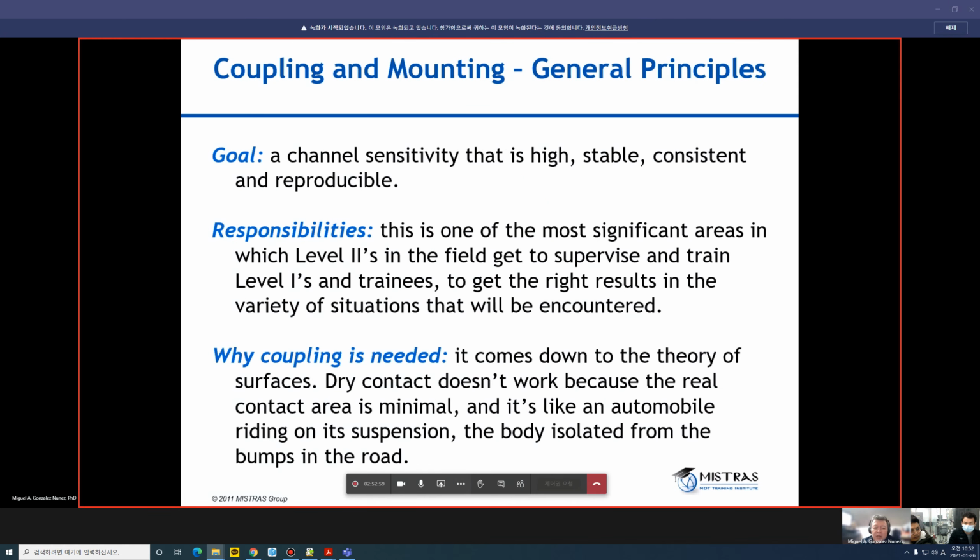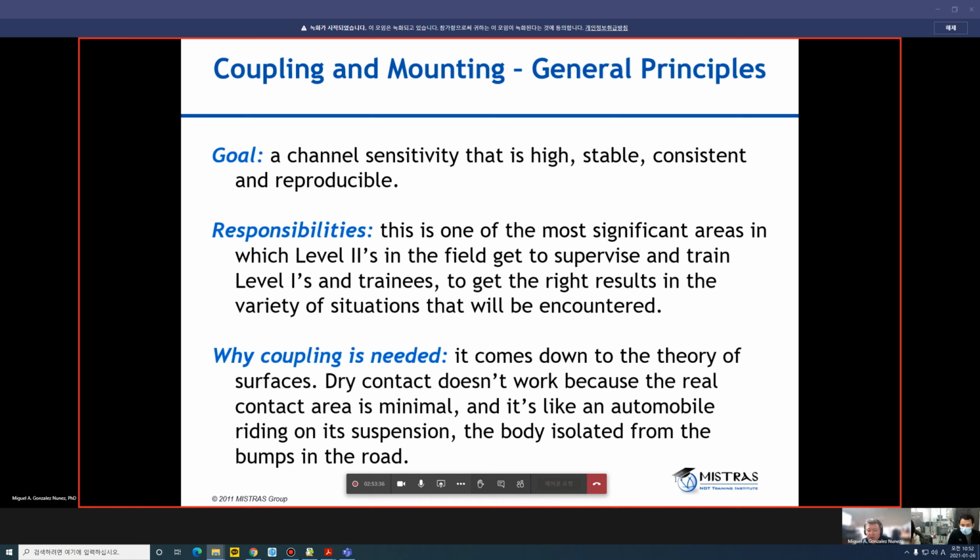So the goal is a channel sensitivity that is high, stable, consistent, and reproducible. It is the responsibility of the technician, and this is one of the most significant areas in which this part needs to be supervised, and you need to practice to get the right results in the variety of situations that will be encountered.